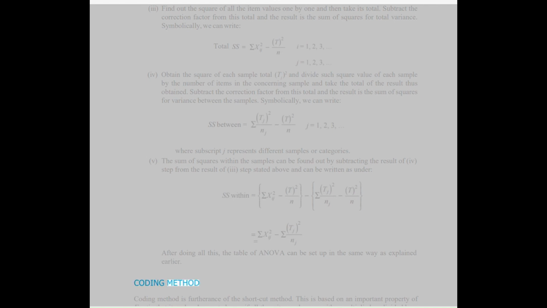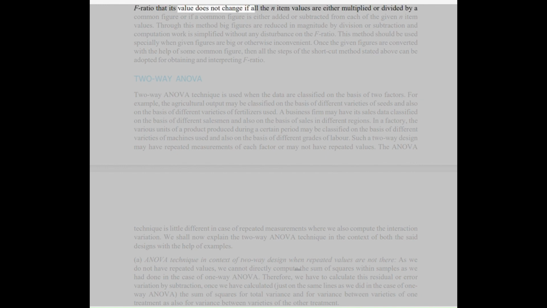Coding method. Coding method is furtherance of the shortcut method. This is based on an important property of the F ratio, that its value does not change if all the n item values are either multiplied or divided by a common figure, or if a common figure is either added or subtracted from each of the given n item values.